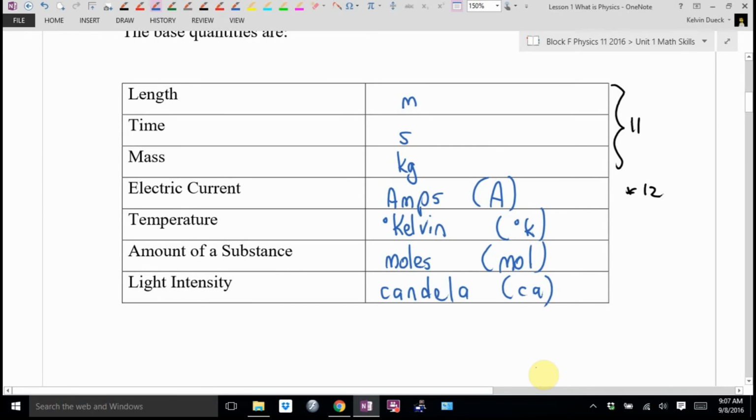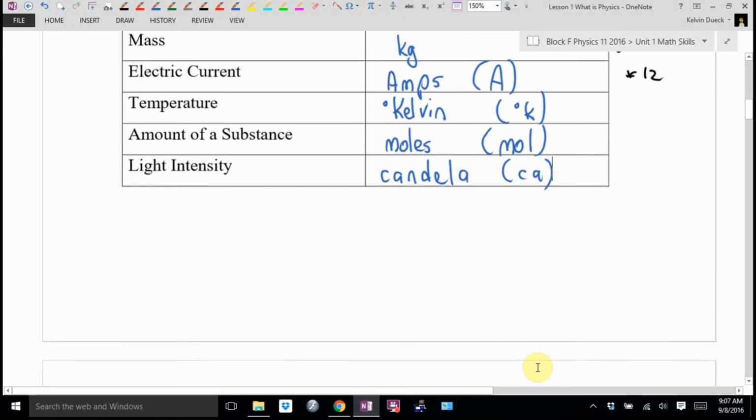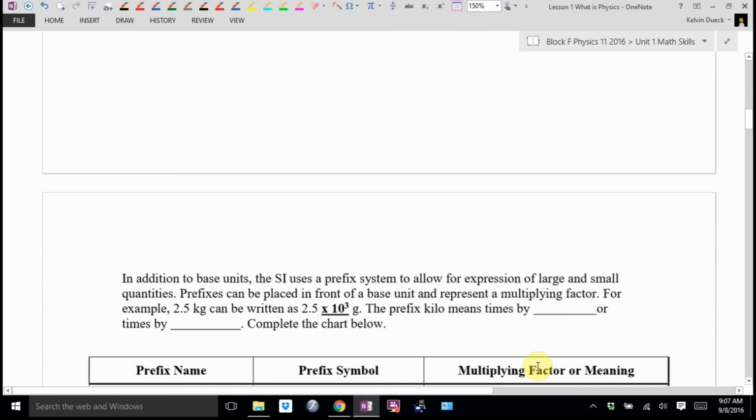But those three I'm not putting a number next to because we're not going to use them. In fact, you're not going to use them in high school. You might use moles in chemistry, and you might use some of the other ones in chem, but not in physics.